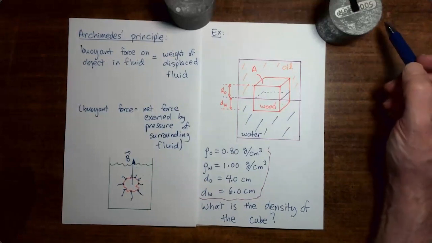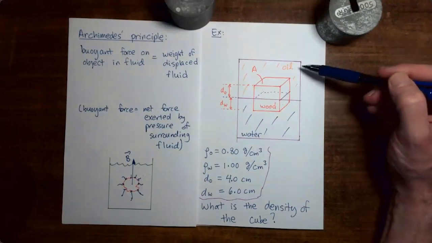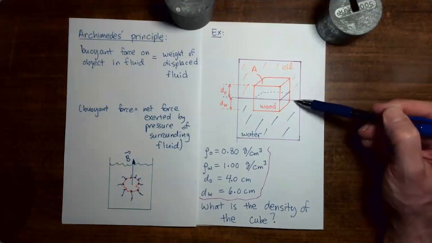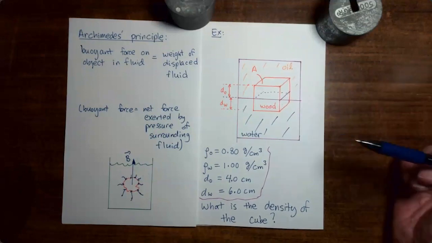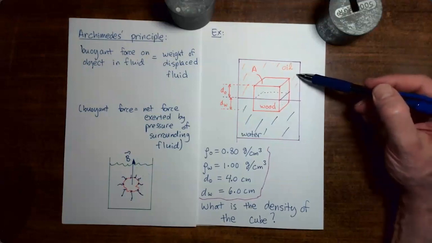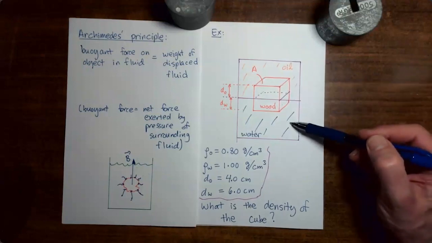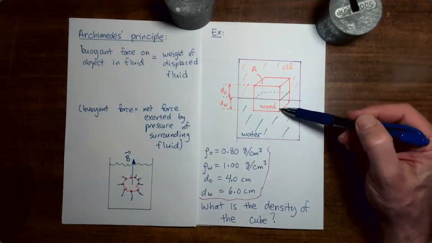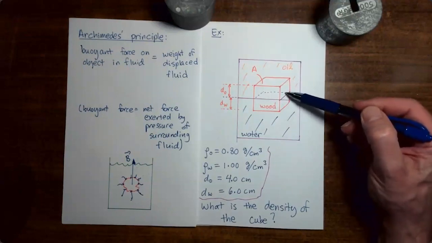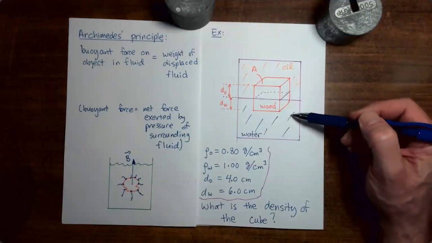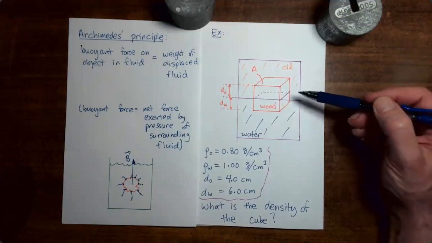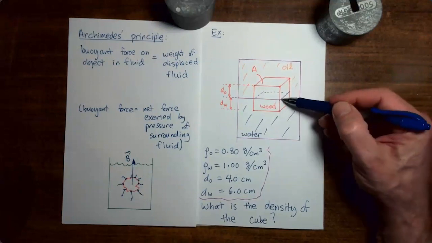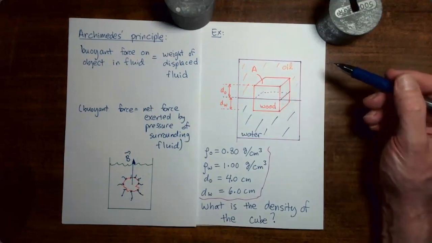So here's the example we're going to do. We have a container which has a layer of oil on top and a layer of water on the bottom. The oil is less dense than the water. And what we have here is a wooden block, and the wooden block is kind of floating at the interface between the water and the oil. So the wooden block is sticking partially into the water layer and partially into the oil layer.